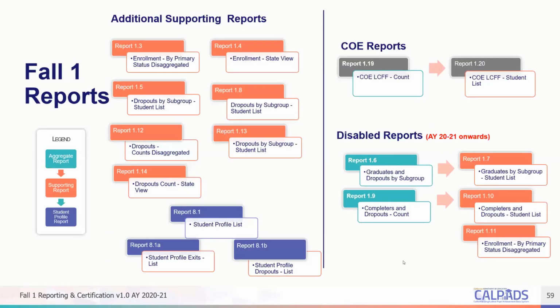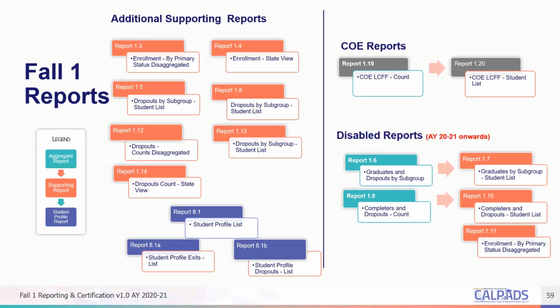So just to add, on this next slide, you have the additional supporting reports. These are the reports that you could look at to be able to see any additional information. So if you notice, there's a disabled report. Starting this year, 1.6, 1.7, 1.9, 1.10, 1.11 will be disabled. That means any graduates and completer information will be collected based on your end of year 3, as I've mentioned earlier. So that's why they're disabling that.